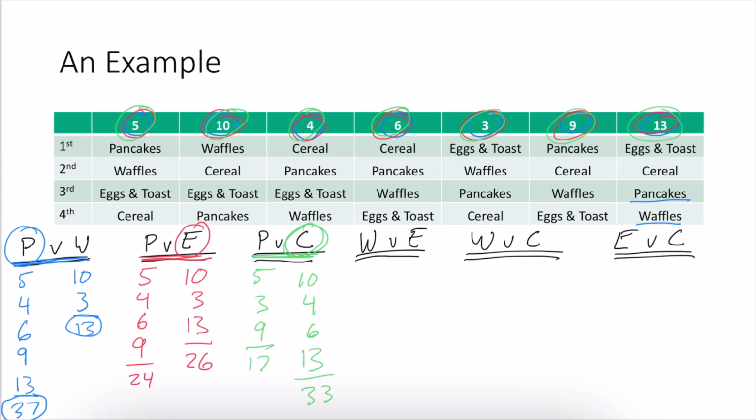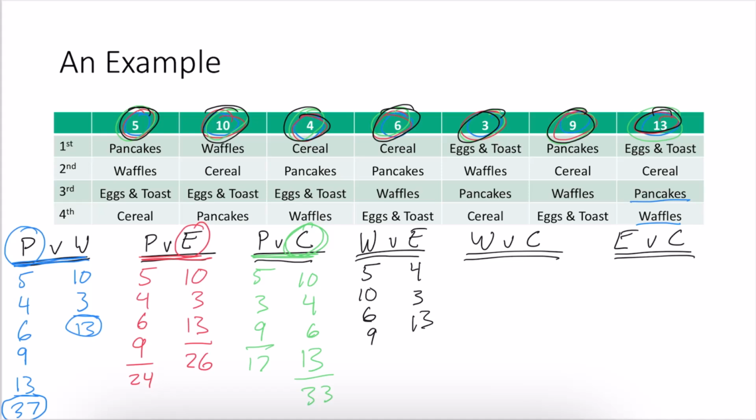Then if we look at waffles versus eggs and toast, these 5 votes will go to waffles. These 10 votes in the next column will also go to waffles. These 4 votes will go to eggs and toast. These 6 votes will go to waffles. These 3 votes will go to waffles. Or no, sorry, those ones go to eggs and toast, my bad. Those 3 votes will go there. And then these 9 votes will go to waffles. And these 13 votes will go to eggs and toast.